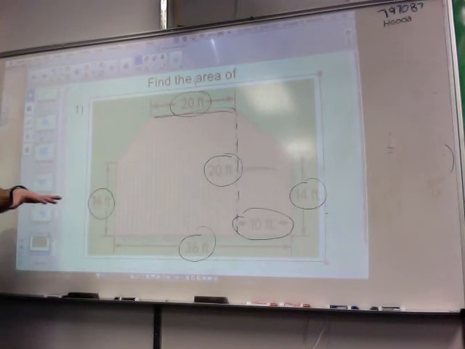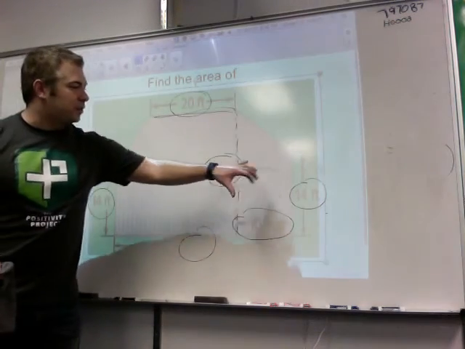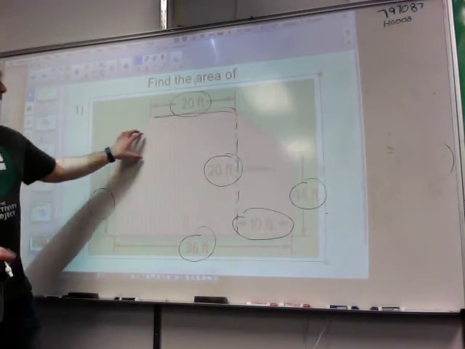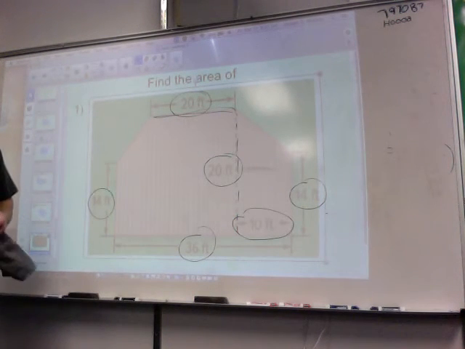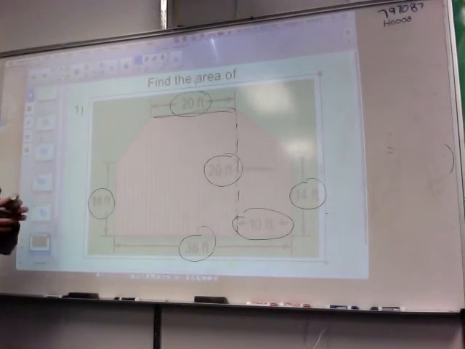What can you turn this into? You can turn it into a couple shapes. I see a trapezoid over there. I see another trapezoid over here, then a rectangle. It's up to you. All right, take your time, figure it out.